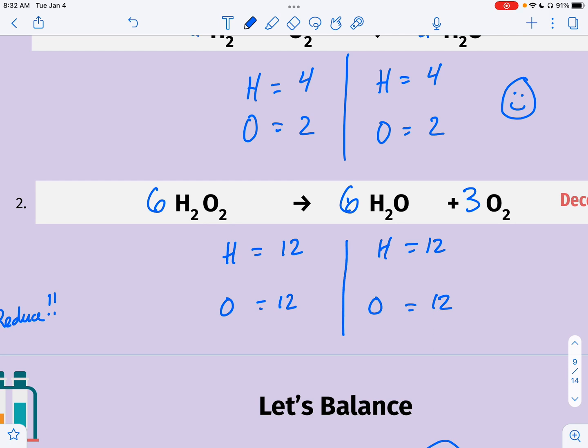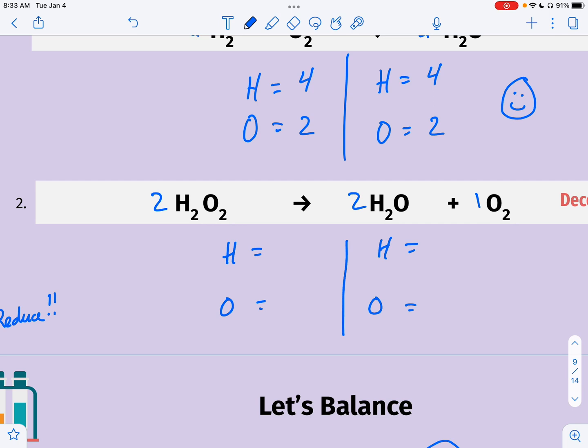However, I need to make sure I have this in the reduced or simplified form. So instead of using a 6 and a 6, I'm going to use a common multiple, okay? So I'm going to divide everything by 3. So I'm going to get a 2, 2, and a 1. Now let's double check our math and make sure that that still adds up to the same number of hydrogens and oxygens on both sides.